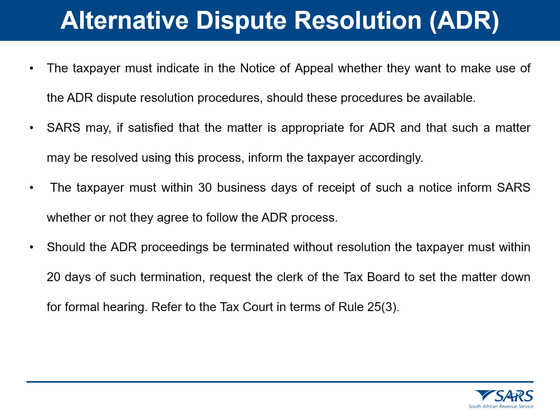Taxpayers must, within 30 business days of receipt of such a notice, inform SARS whether or not they agree to follow the ADR process. Should the ADR proceedings be terminated without resolution, the taxpayer must within 20 days of such termination request the clerk of the tax board to set the matter down for formal hearing and refer the matter to the tax court in terms of section 25 subsection 3.